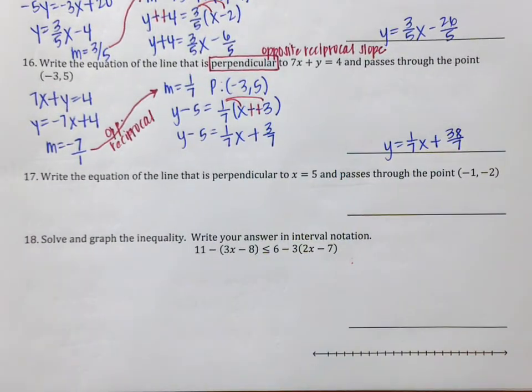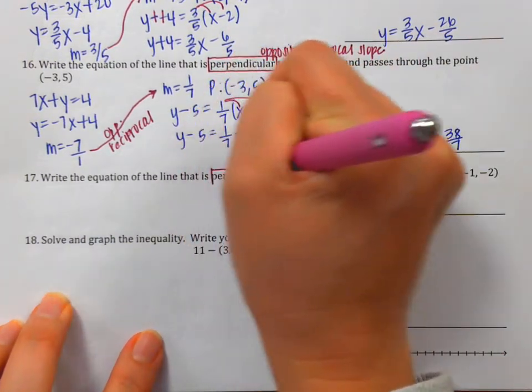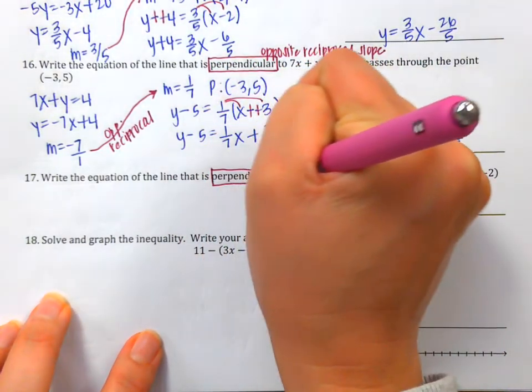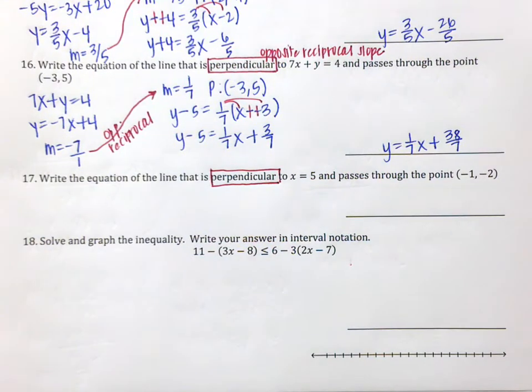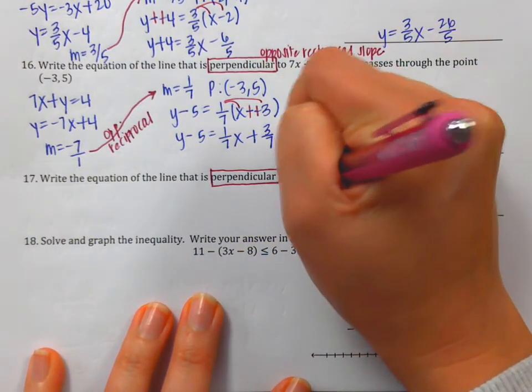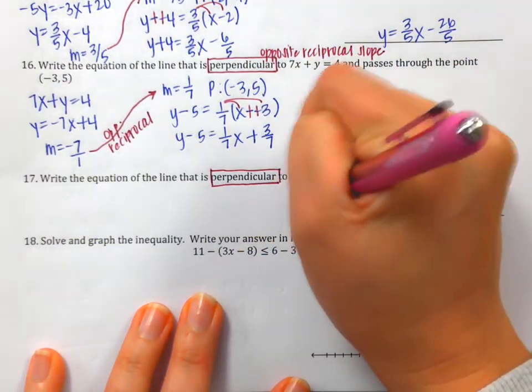Okay, number 17, write the equation of the line that is perpendicular to x equals 5 and passes through the point -1, -2. Perpendicular is super important. And x equals 5 is actually really important to us as well. X equals 5, we know what type of line that is. That type of line is a vertical line.